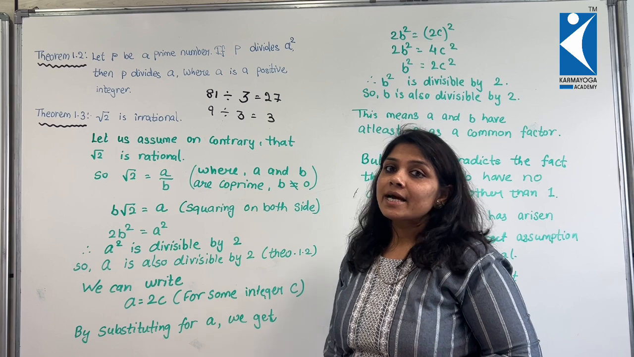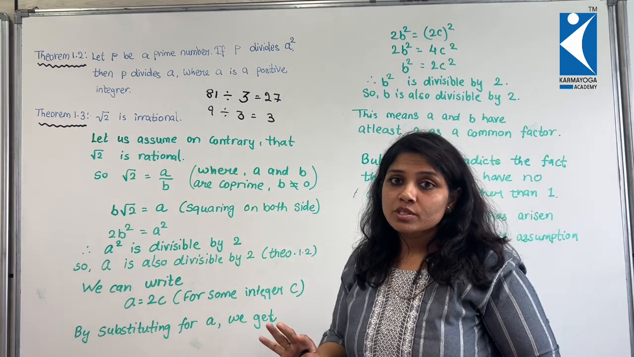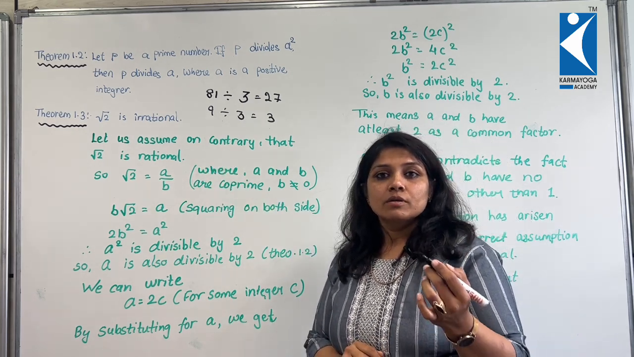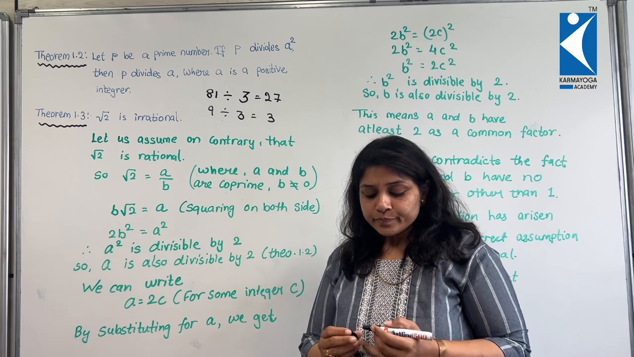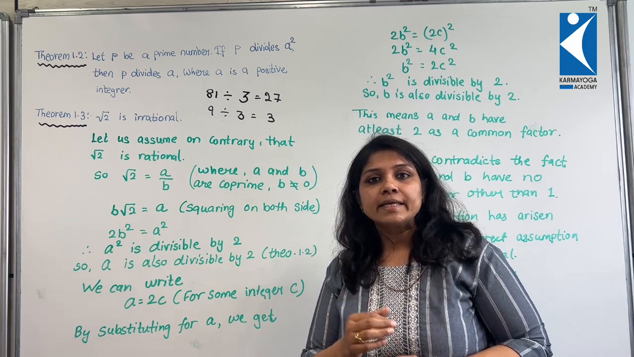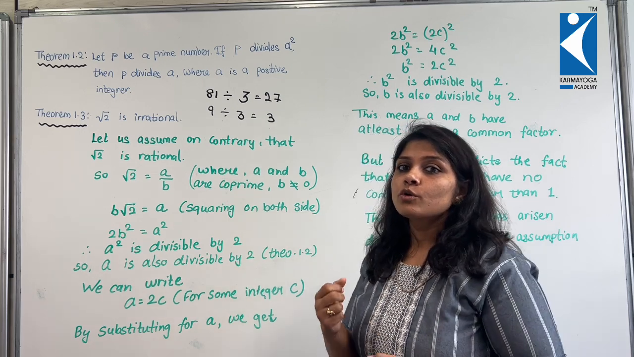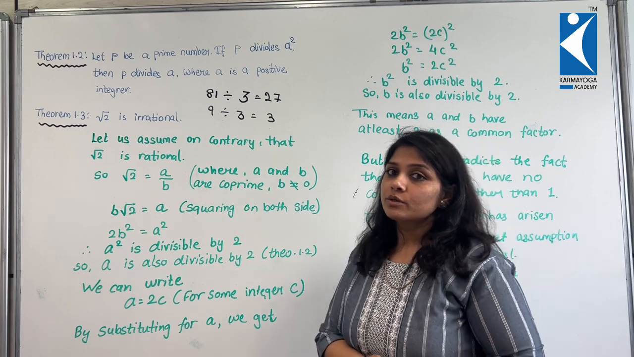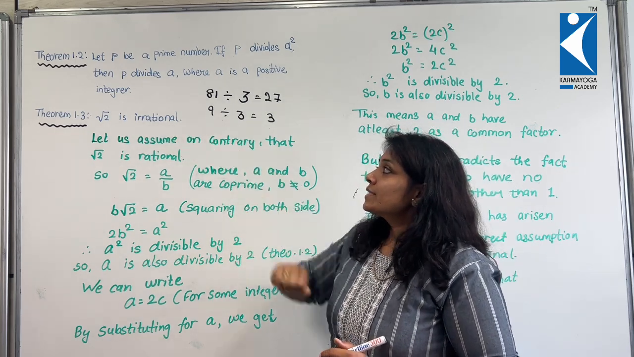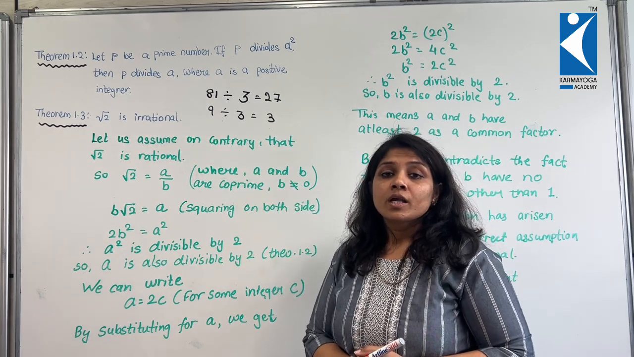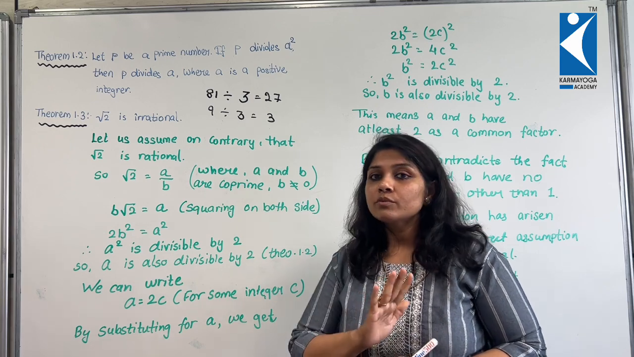Now let us start theorem 1.3, which is most important. It is going to be there in your board's exam. In section C there will be a 3-mark question, so please make sure that you do it. Root 2 is irrational. Okay, root 2 is an irrational number, we know.